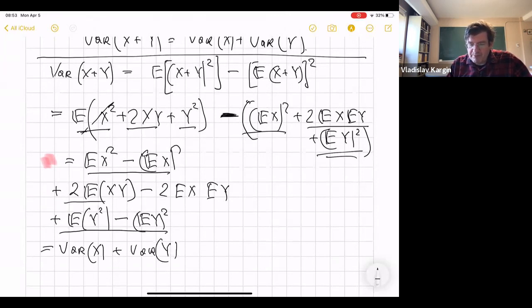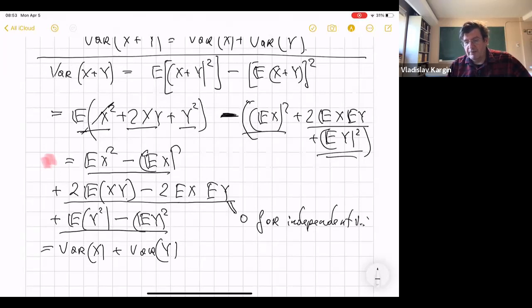And this term disappears because we know that E of x times y is equal to the product of the expectations of x and y for independent random variables. So this thing is equal to 0 for independent random variables. Right, so that's it, this is the end of the proof. So the variance of x plus y is equal to the variance of x plus the variance of y if they are independent.